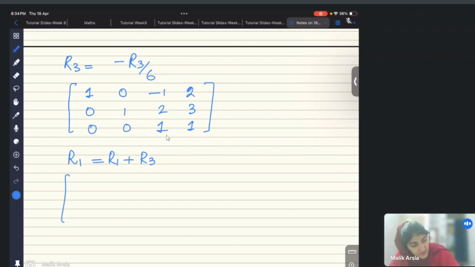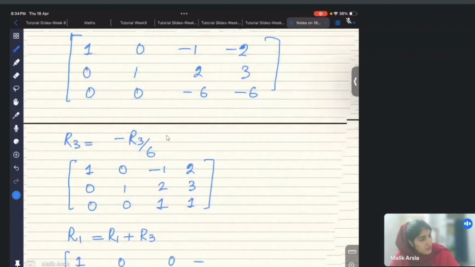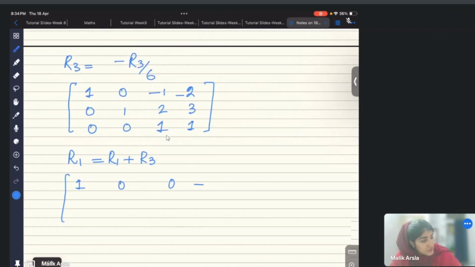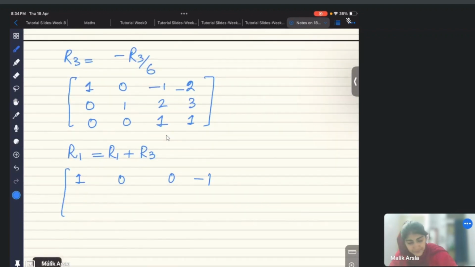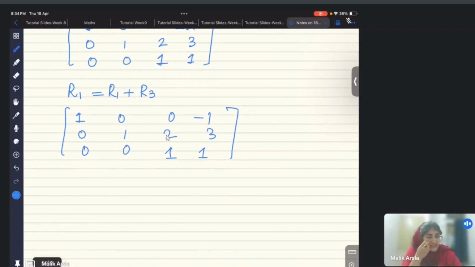So it will change the matrix as 1, 0, 0, minus 2 plus 1, or sorry, it's minus 2 here. So it will be minus 1, then 0, 1, 2, 3, and it will remain unchanged again. Now this 2 entry we have to try to make it 0 as well.